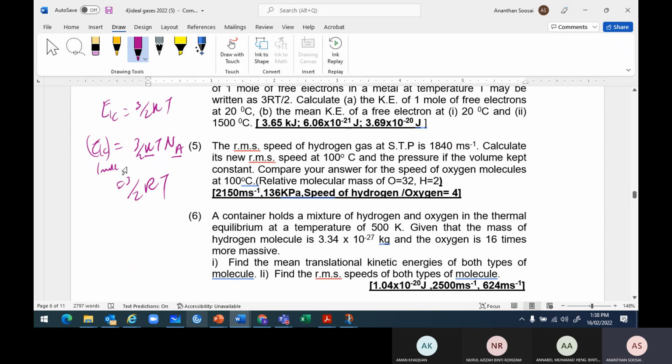Okay, now do the 5. At 0 degrees Celsius, pressure 100,000, the RMS speed, root mean square speed, of the particle is found to be 1840 meter per second. Calculate the new RMS speed at 100 degrees Celsius, with the pressure and the volume kept constant. You should get 2150. How to do this? 2 minutes for you, come on.